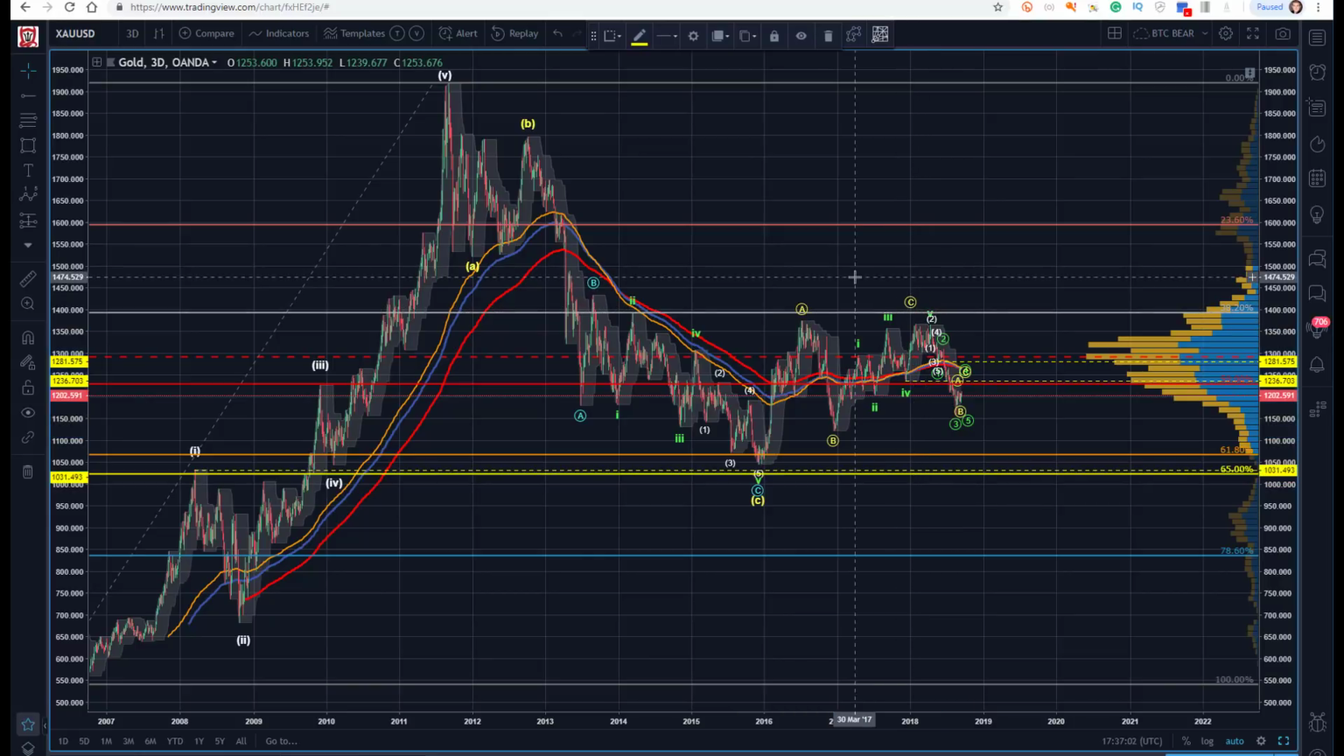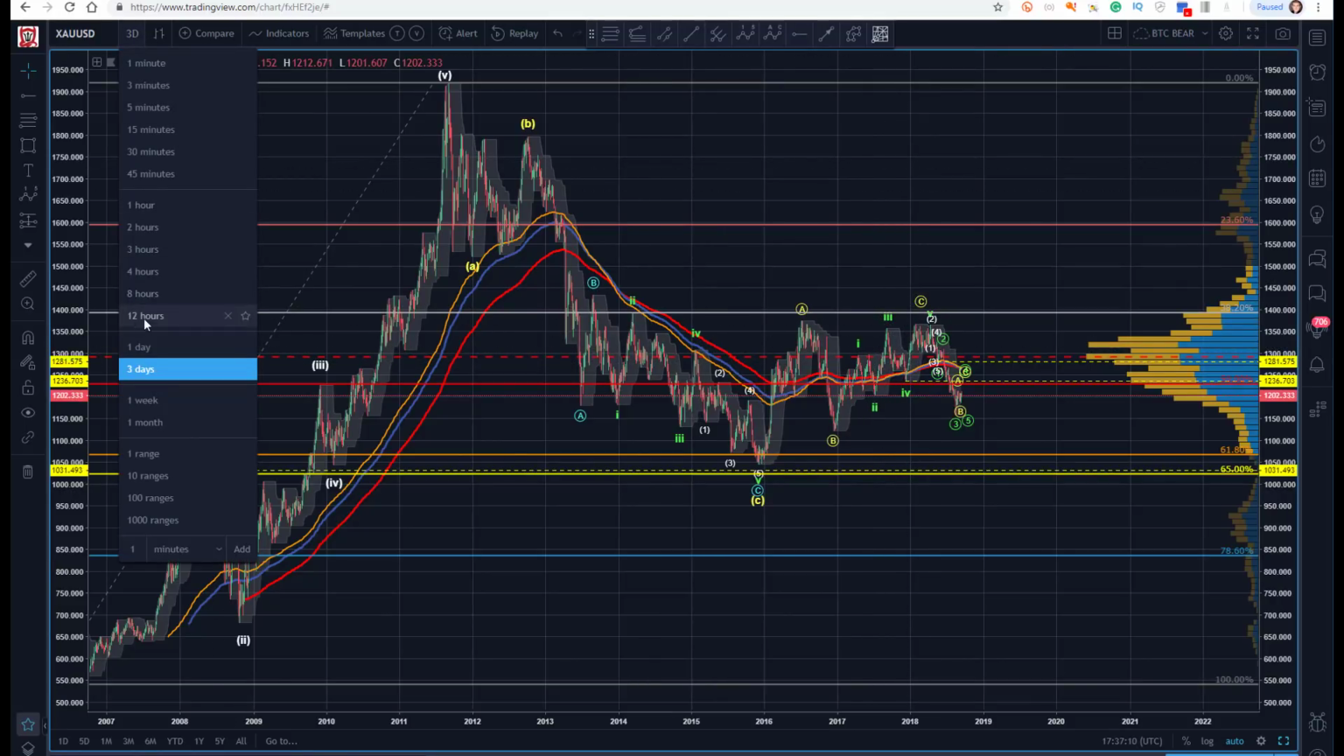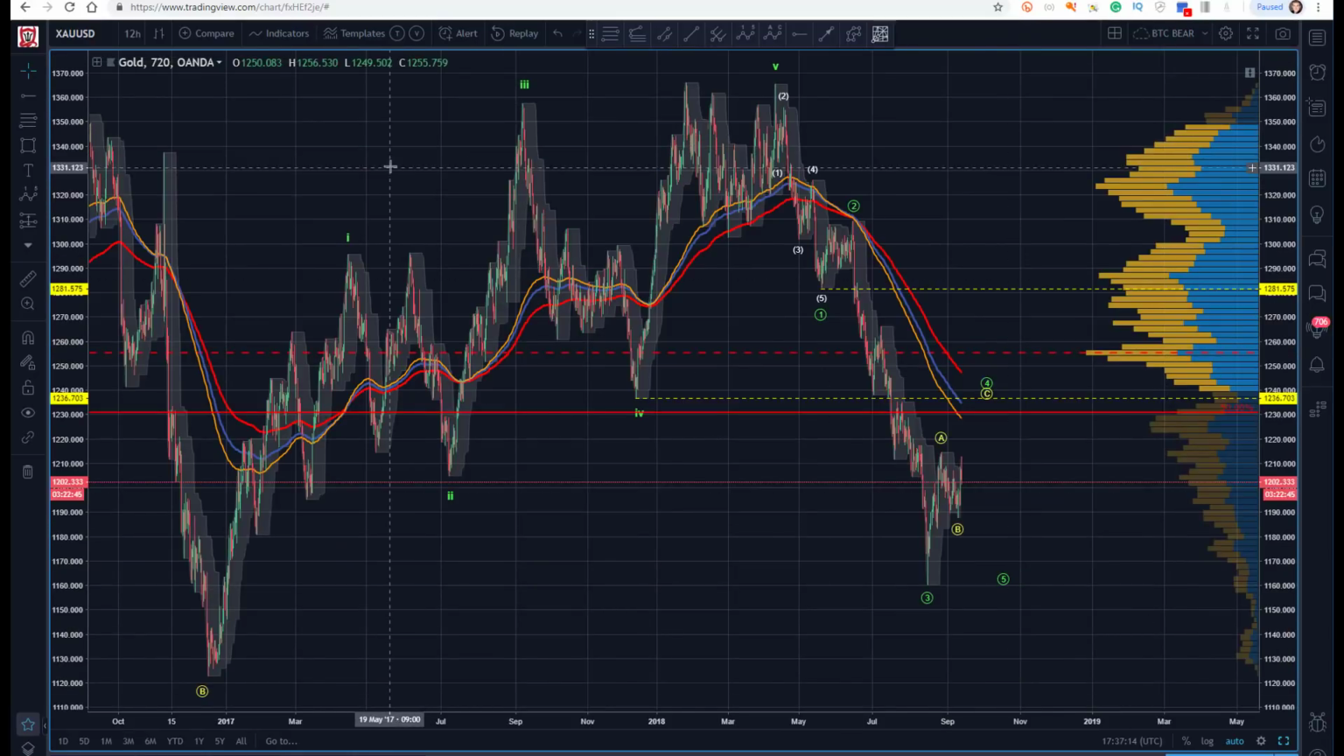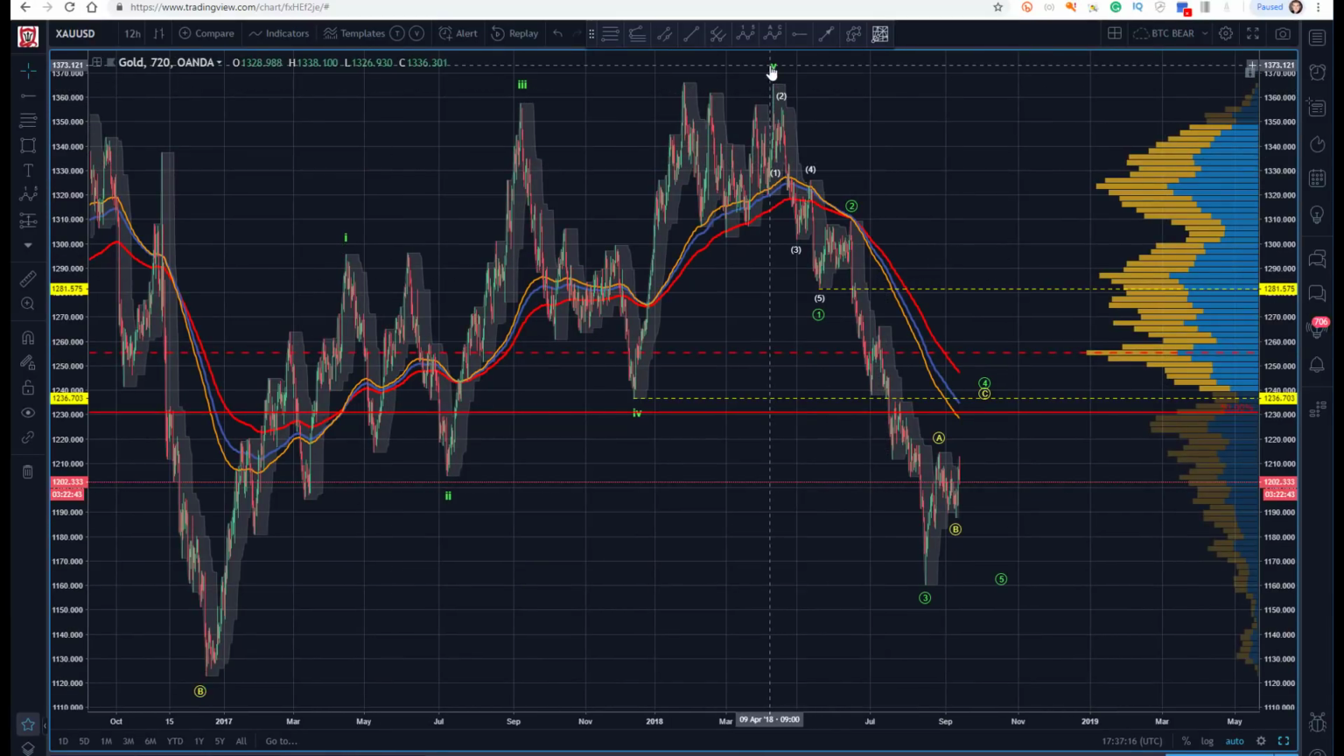I can't remember, see if it's here. So into my proposed, I think it's over here, into my C wave. So I get this diagonal structure. Well, let's go down. Oh, let's go to the 12-hour. See how we look there. So here, I think this. Oh yeah, I'd move this over.